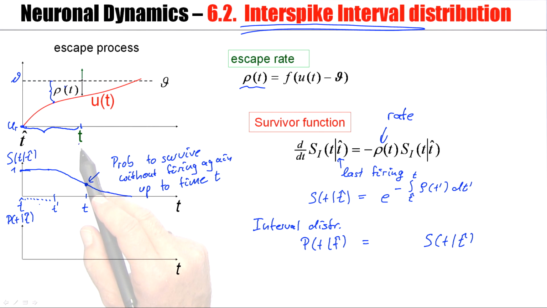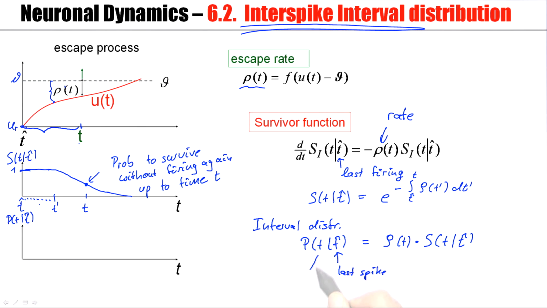Well, what's the rate that it fires at time t? Well, it's rho of t. So this is the probability density that given a last spike at t hat, the next spike would occur at time t. Well, it has first to survive from t hat to t, and then it has to fire.